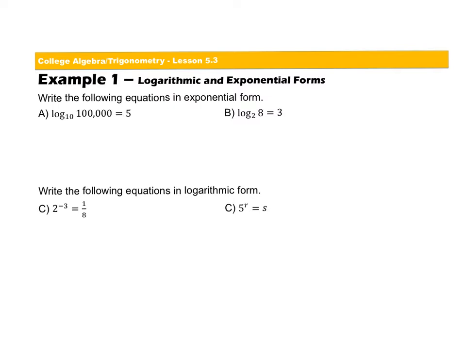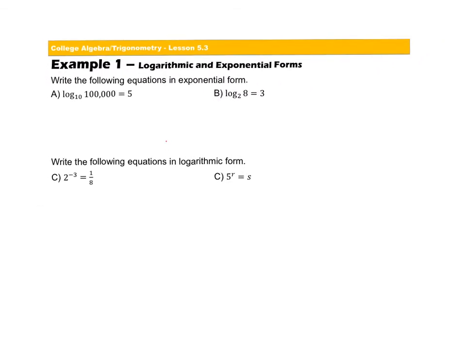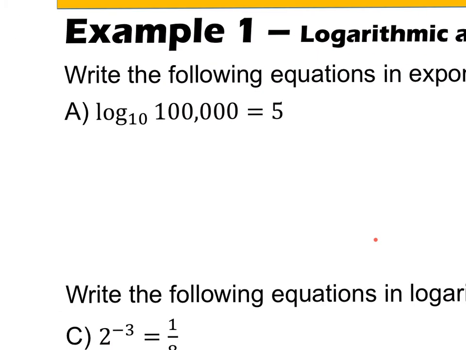So if we have something like this, and if you read the directions, it says, write the following equations in exponential form. What kind of a form are they in? Log. They're in log. So I told you, when you start off in log, the little number becomes your base, becomes the big one. So I'm going to write a big 10. And then think about this. 100,000 and 5 are going to switch places.